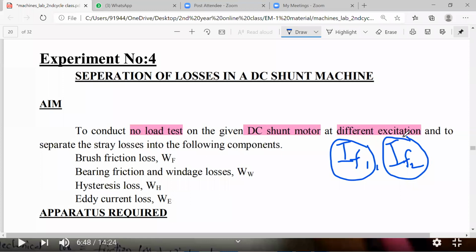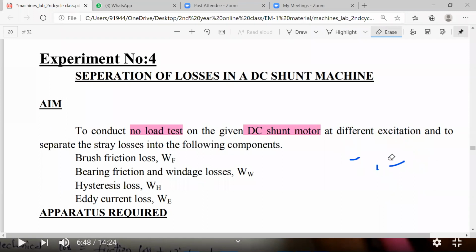The machine has some ratings: voltage rating, armature current rating, power rating, and field current rating. In the first case, the machine runs at the rated field current. In the second case, the field current is reduced. So in this test we apply two different field currents, one the rated field current, the second the reduced value of field current. These are the conditions for conducting the test: no load, on a DC shunt motor. With different excitations we separate the stray losses.